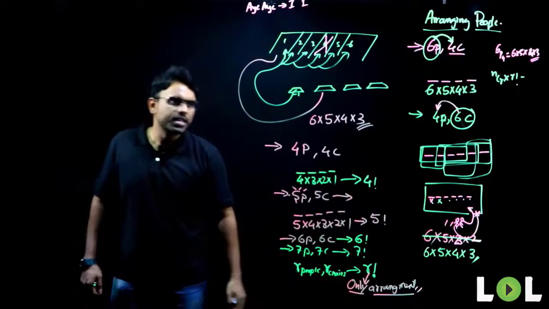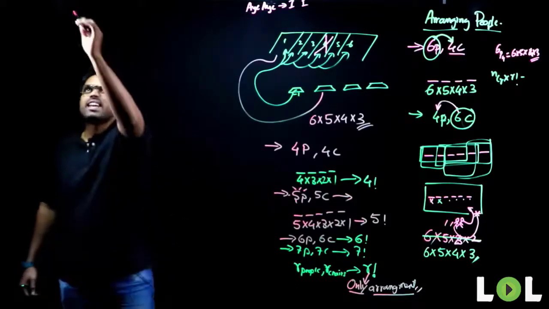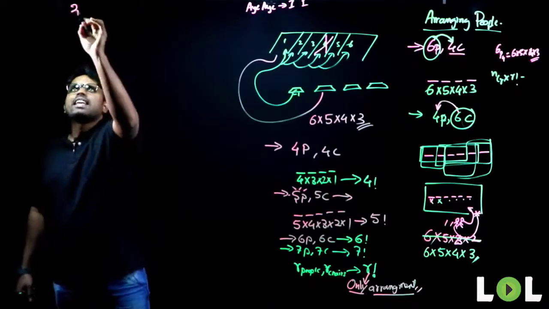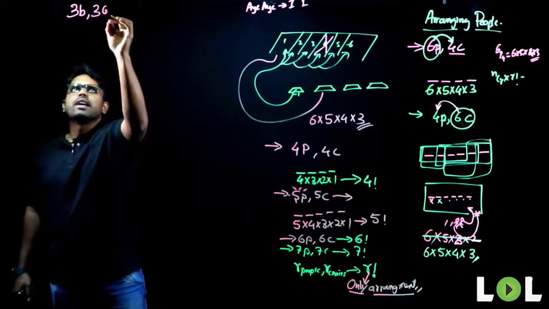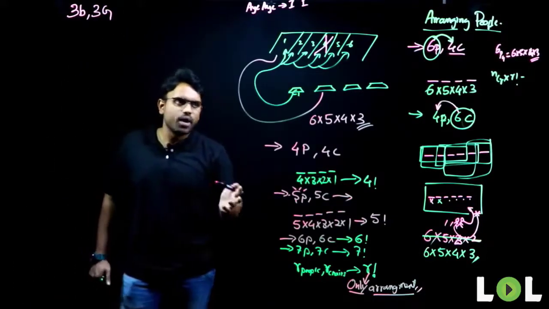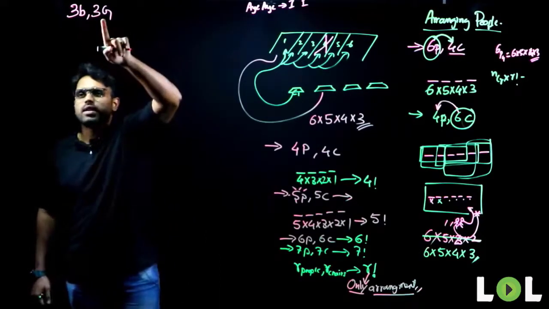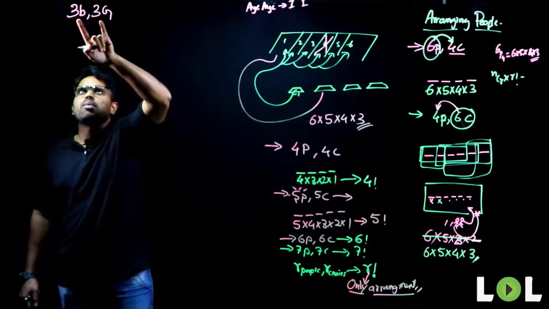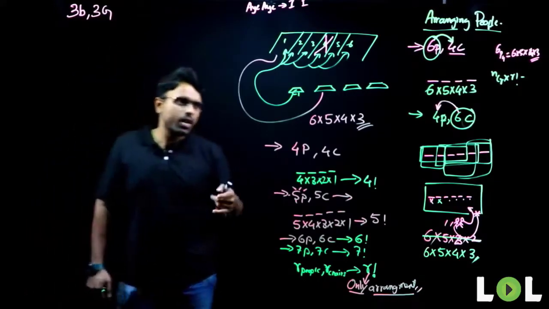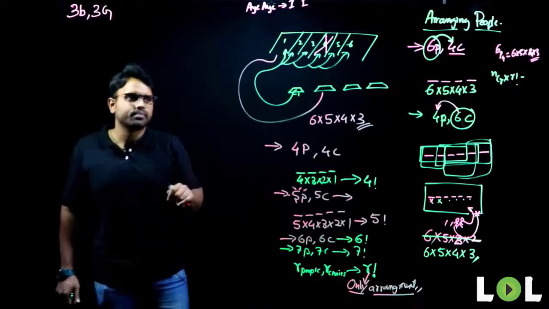Now, let's go to the next question. There are 3 boys and 3 girls somewhere. In how many different ways can 3 boys and 3 girls be arranged? My question is, in how many different ways can 3 boys and 3 girls be arranged?